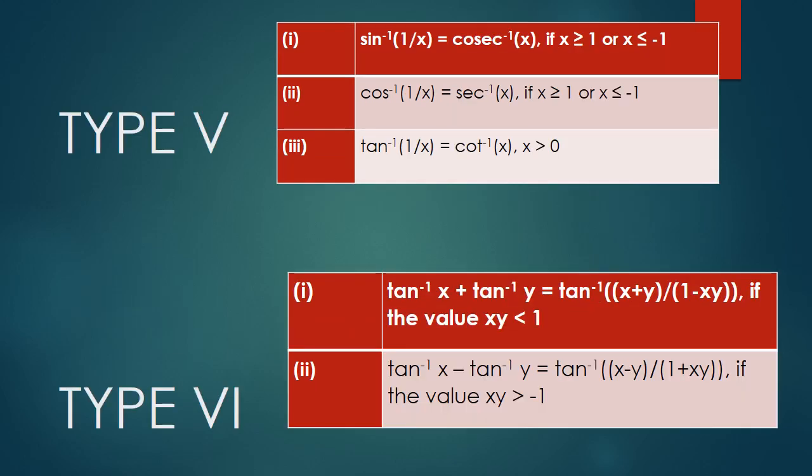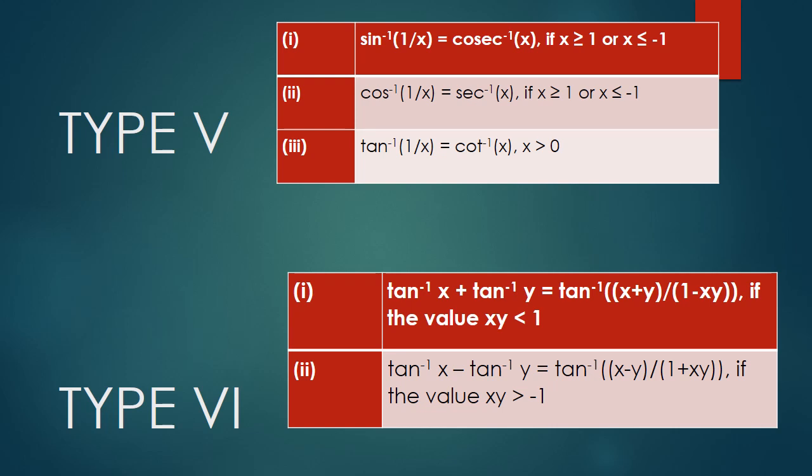Fifth type of formula: sine inverse 1 upon x is equal to cosec inverse x. Similarly, cosec inverse of 1 upon x will also equal sine inverse x. Then cos inverse 1 upon x will be equal to sec inverse x. Tan inverse of 1 upon x is equal to cot inverse x.